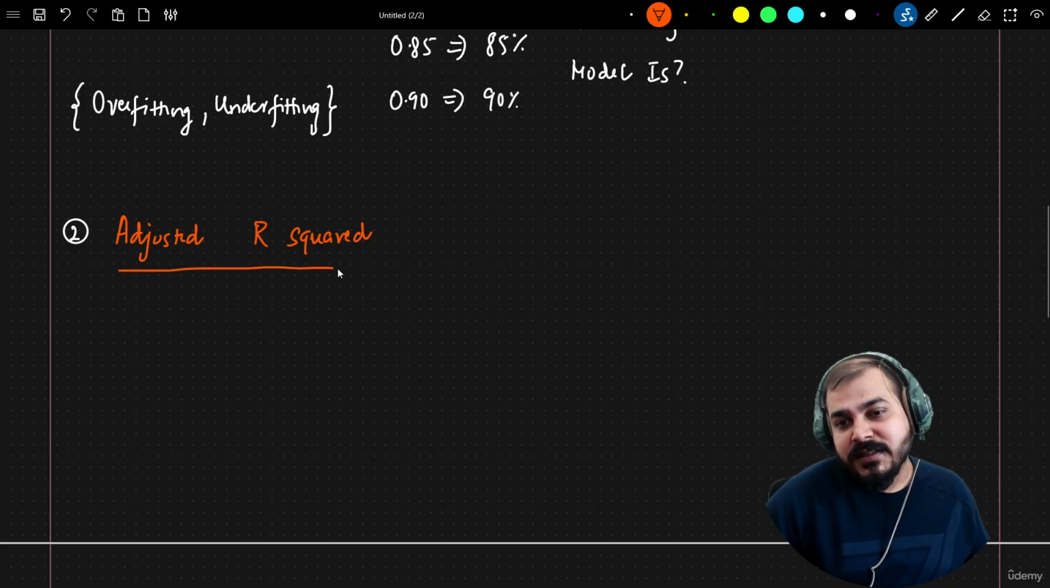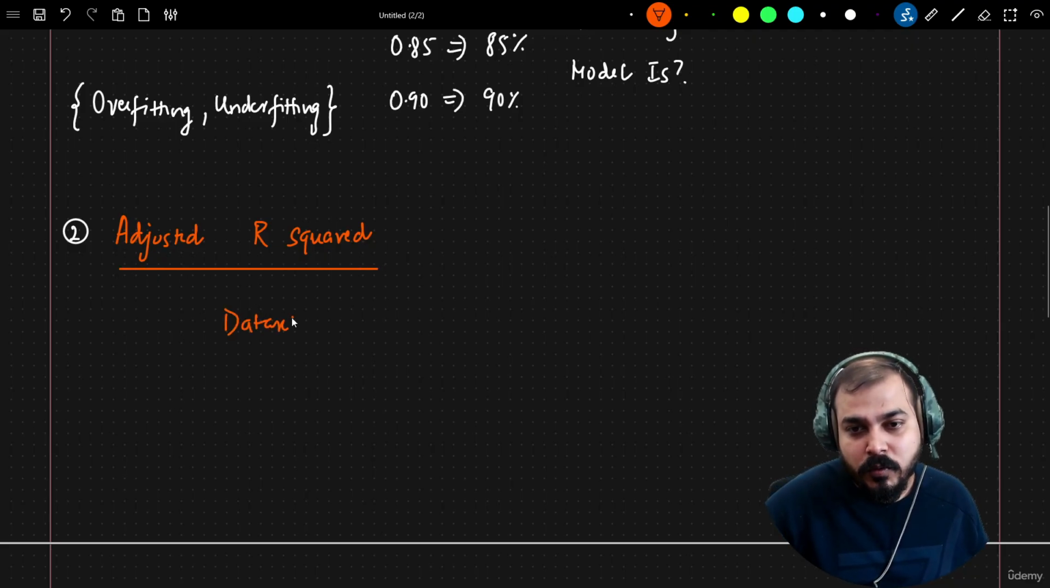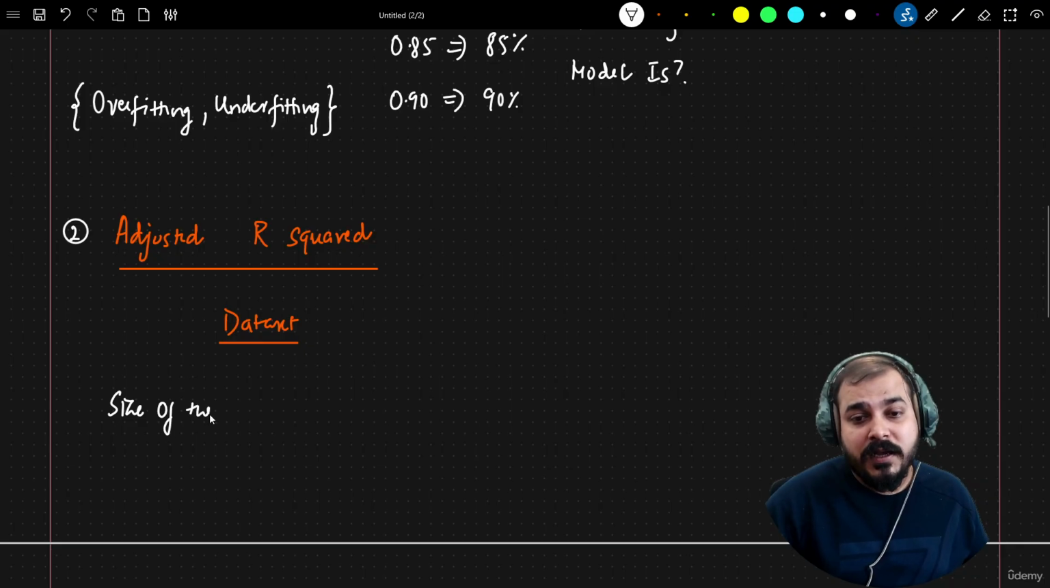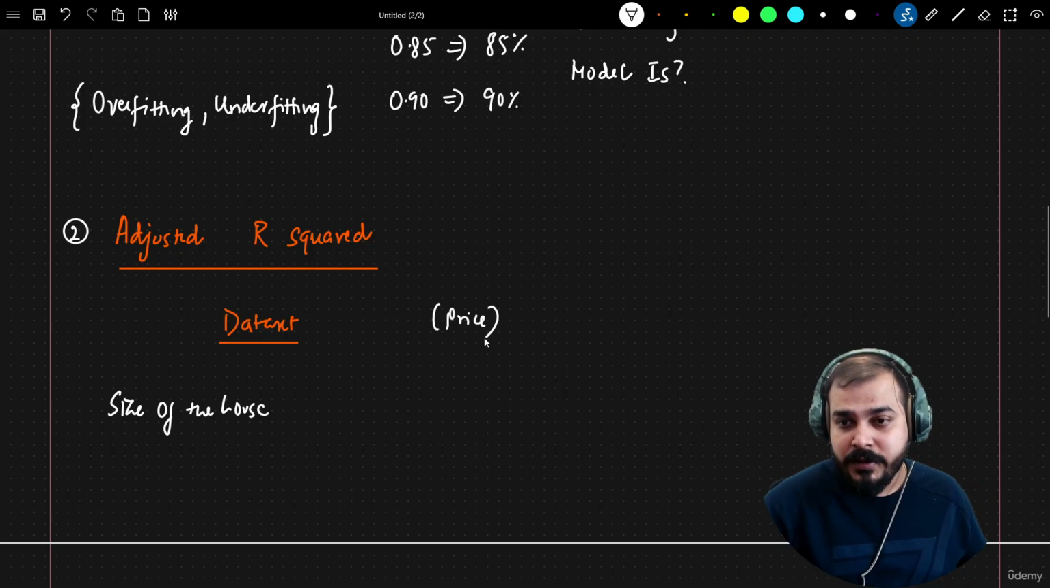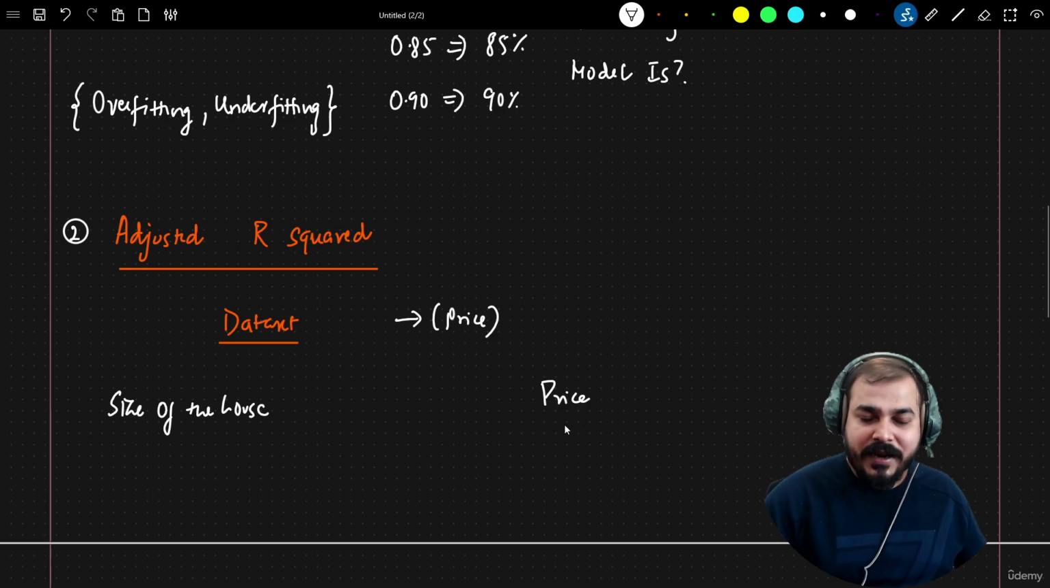Now guys, if I consider this specific example, let's say I have in my data set one feature, which is the size of the house. Suppose this is my data set. I need to predict the price of the house. So I'm going to write price over here.